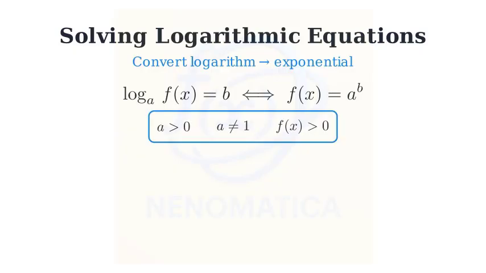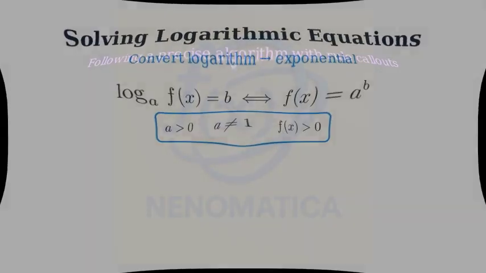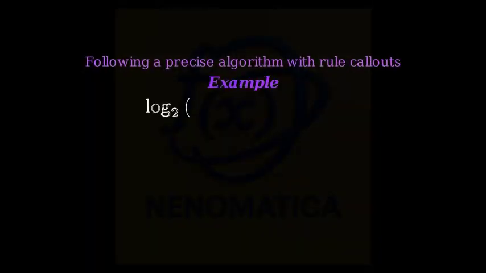Before using the rule, remember the conditions. The base must be positive and not equal to 1, and the argument of the logarithm, f of x, must be strictly positive. Example, problem 1.